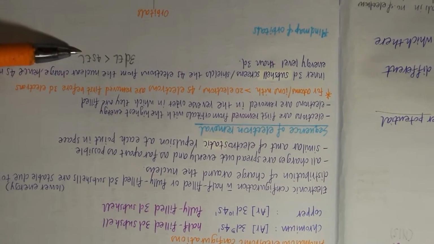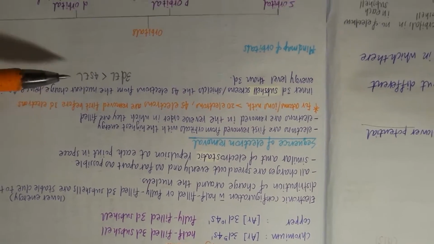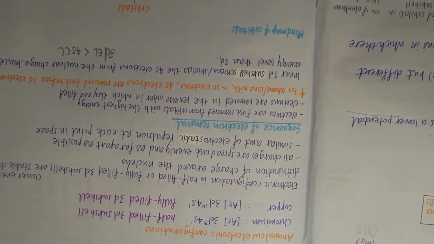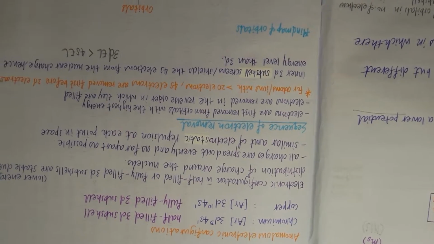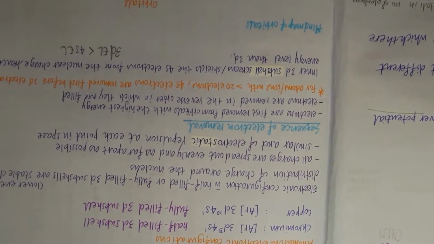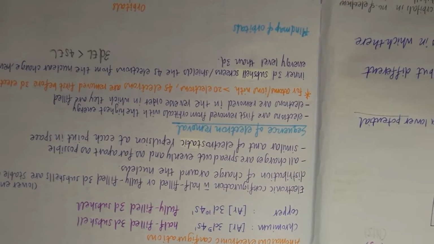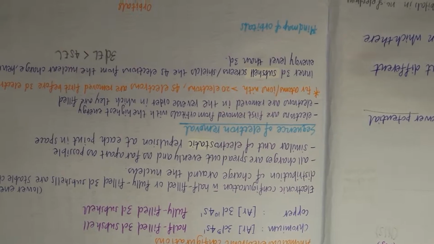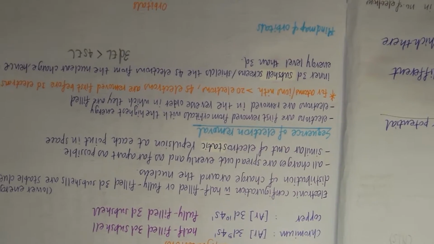The reason why is because before they are filled, the 4s orbital and the 3d orbital don't have any electrons. So during the process of filling, there's nothing shielding the 4s orbital electrons. Therefore it will have lower energy and thus it will be filled first.